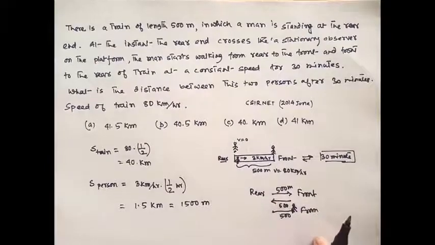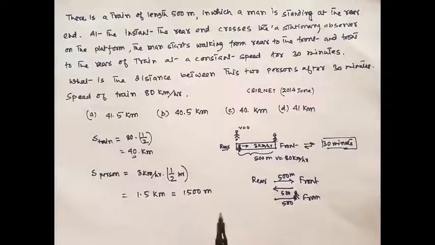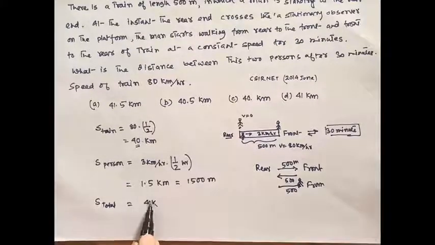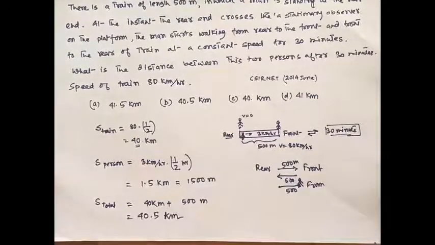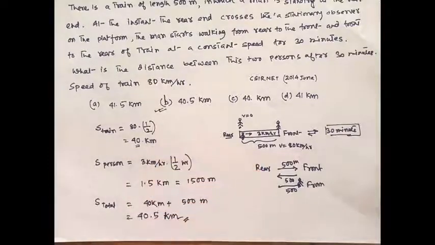It will be equal to 40 kilometer, this is the distance traveled by the train, plus this 500 meter distance. So the total distance will be 40 kilometer plus 500 meter, that is 40.5 kilometer. So this will be the distance between these two persons. Out of the 4 options, option B will be the correct one.